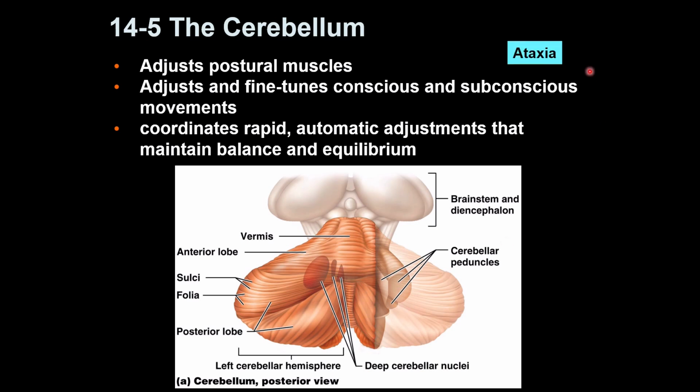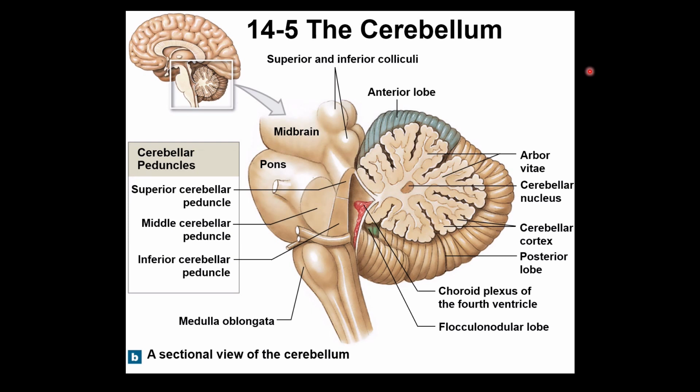Ataxia is a condition where the cerebellum is damaged and the person has a poor coordination of the skeletal muscle movements. So this is a side view of the cerebellum. So this is a sagittal section, if you can see it from this smaller area, and this is the bigger view. First of all, you can see the folds. So these are the folds, these are the folia, and this darker area that you see in between, these are the sulci.